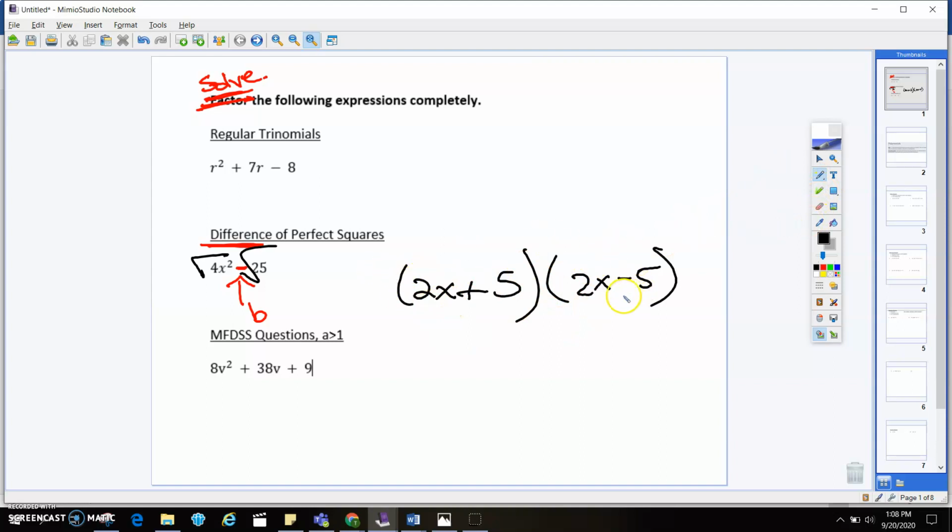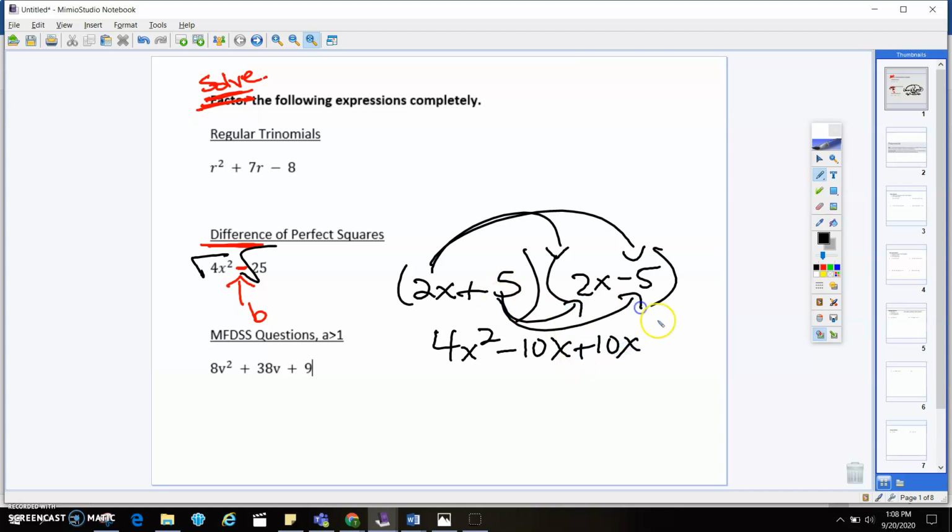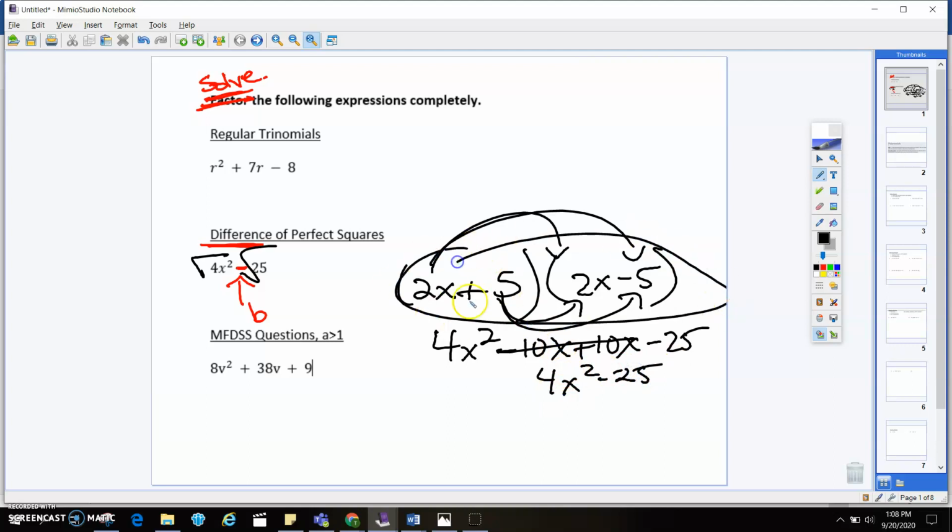Okay, because if we multiply this back out, I'll show it to you. There's this middle term that actually disappears. Okay, so you see this negative 10x plus 10x, that cancels out, and you have 4x squared minus 25. Okay, so this is your factored form. All right, but most of the time when we're asking about these kind of problems, they're going to say solve. Okay, but in this case, if we're just factoring, we're going to take the square root of both of these terms, and write it out this way.